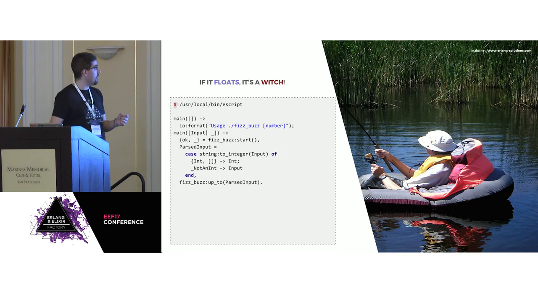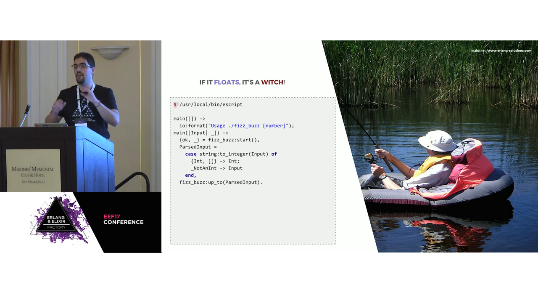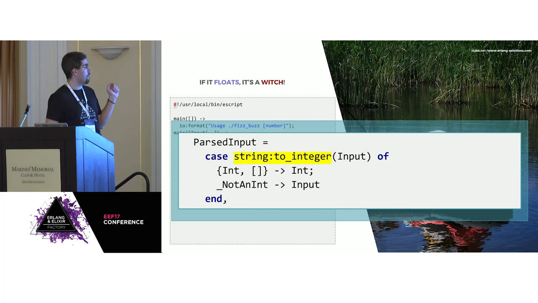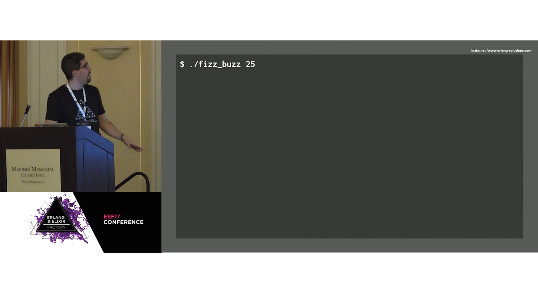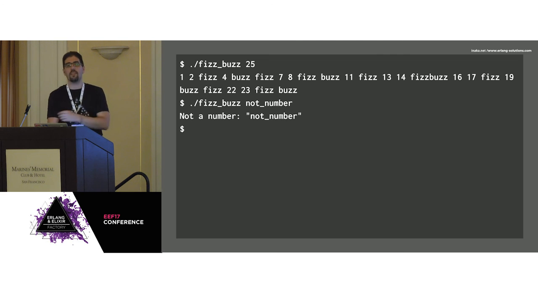Luckily, we have a function that expects things that may not be integer and returns the integer or a tuple informing the error. That function is string to integer. So string to integer, if the input is a proper integer, will return the integer. If not, it will return an error. I'm leaving the input there so that the internal function prints the message, not the number. You see that? Fine? All right. So 25, not a number. What am I missing here?